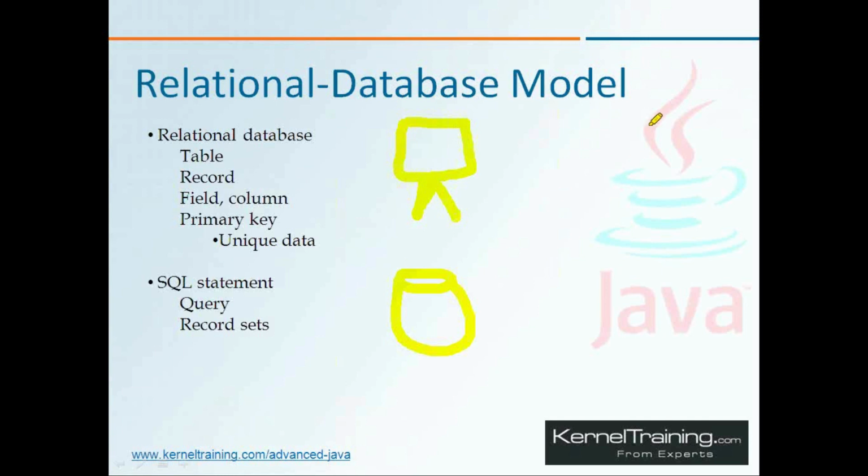So, and terminologies also we are teaching you, right? Now, in the relational database model, what is a database? A database is nothing but an organized collection of information. So all data is going to be stored in an organized fashion, right? In the relational database model, these are the terms which we use very frequently. What are these terminologies? Table, record, field or column, primary key, unique data. These are all the frequently used terminologies.